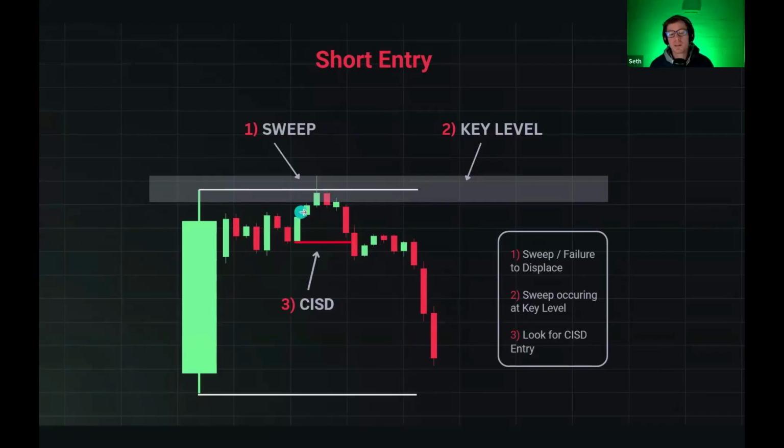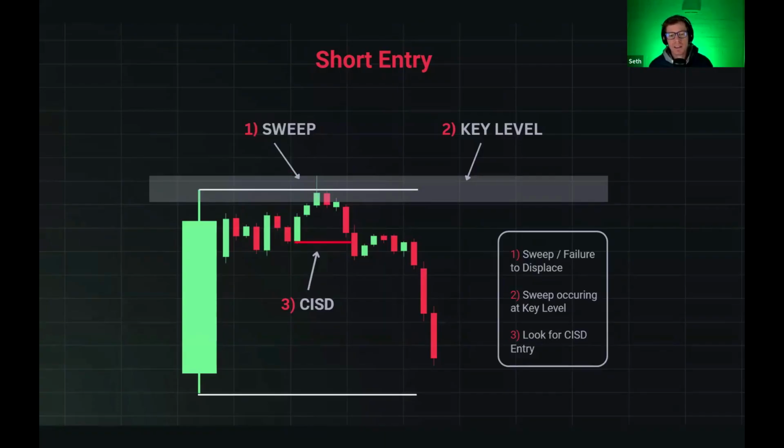We want to see price approaching our key level. Once it approaches the key level, then we want to wait for our failure to displace happening at that key level. Once we see the failure to displace happening at the key level, the sweep, then we're marking out the CISD and we're just waiting for a break of the CISD.